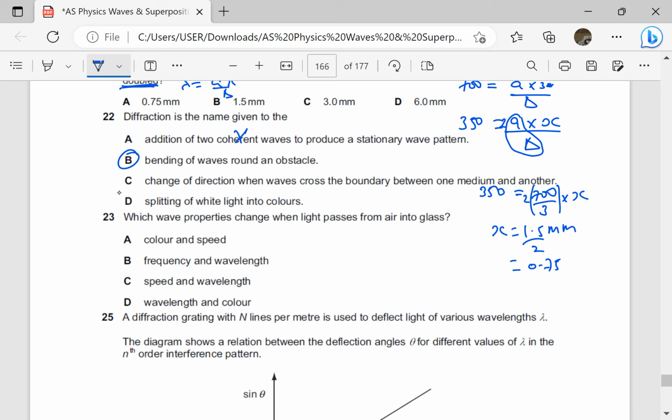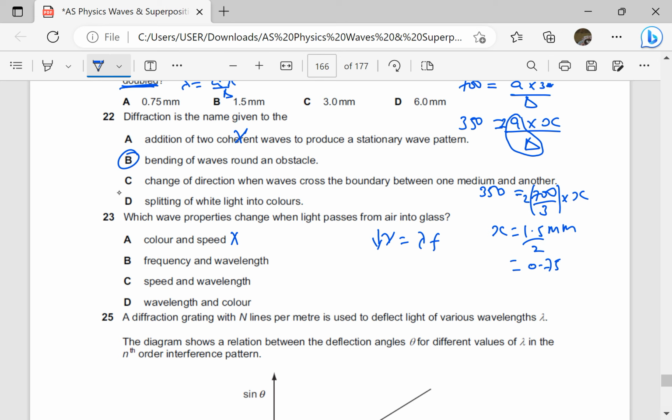Which wave properties change when light passes from air into glass? Color and speed? That is not true. The color does not. What I'm very sure of is that the speed changes. Because speed, v is equal to lambda times f, and the speed of light in glass is smaller than the speed of light in a vacuum, so speed decreases.